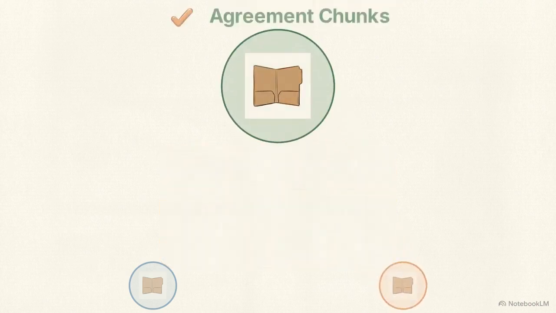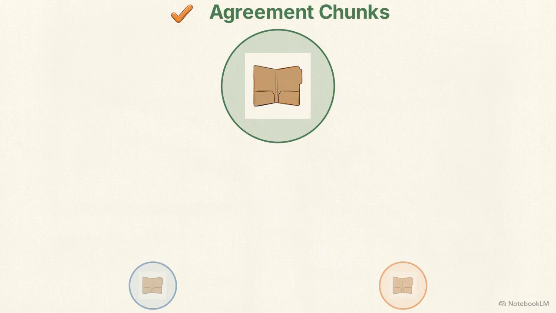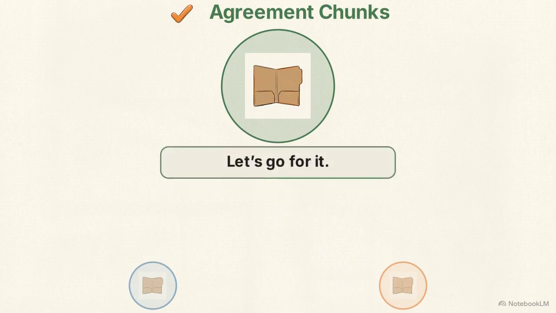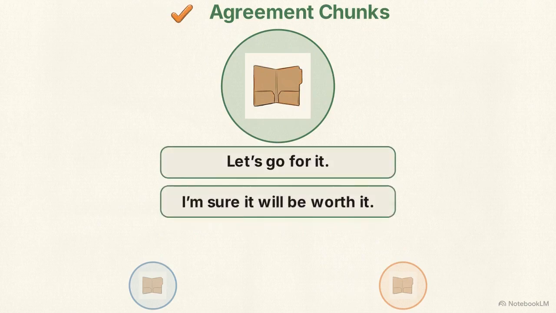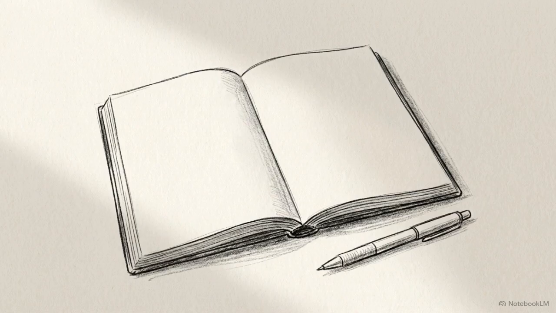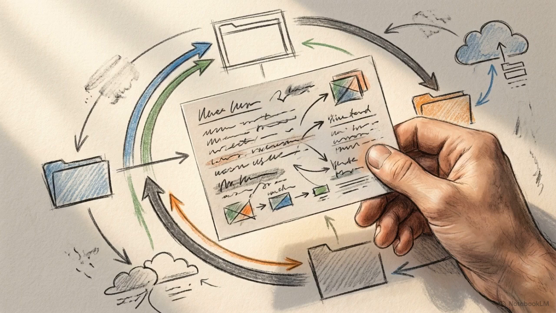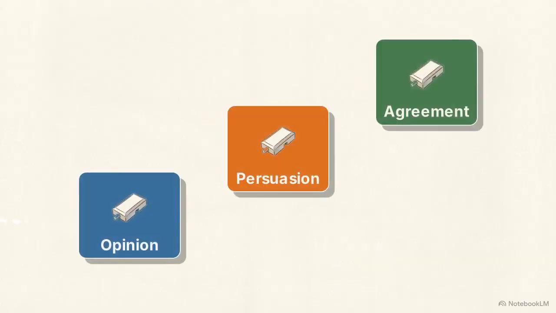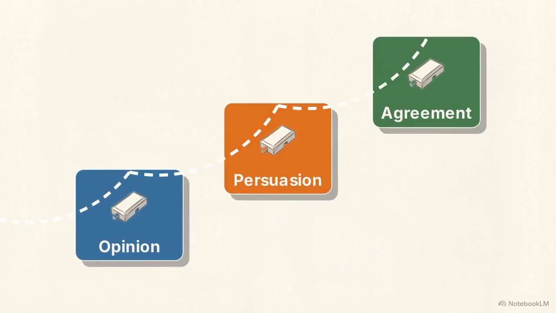Finally, to close the deal and finalize the plan, we use green agreement chunks. This is where you say, "Let's go for it," or "I'm sure it will be worth it." Take a moment to screenshot this screen or write these 10 phrases down. This is your inventory for the final project we are building toward. Following this sequence, opinion, persuasion, agreement, creates a logical arc that moves a listener through your reasoning step by step.